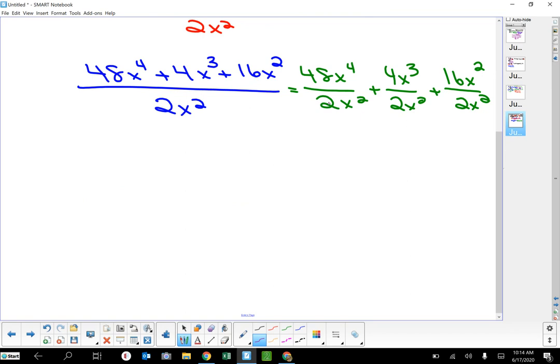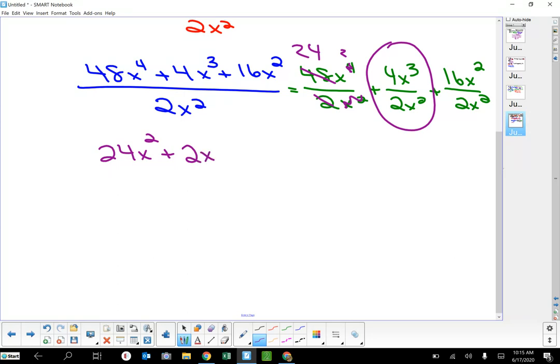All right, so 48 divided by 2 is 24. X squared goes into x to the 4th, so two of these are going to be left over. So I have 24x squared. This next term is going to leave me 2x. See if you can see how that's going to happen. And in my last term, I'm only going to have a plus 8 because these will cancel each other out. And that's how that's going to end up looking.